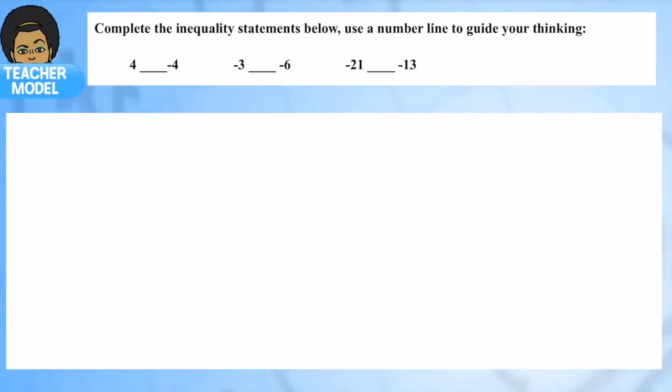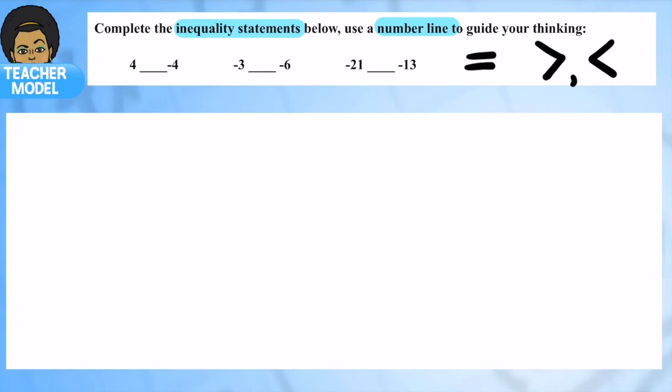Okay, here we go. We are going to complete inequality statements below using a number line to guide our thinking. So we're going to use number lines here to figure out our thinking. And because these are inequalities, that means we are not going to use an equal sign. We're either going to use this symbol or this symbol, the greater than symbol or the less than symbol. If you're not sure which is which, you can go to one of our other videos which talks about how to actually say the symbols correctly.